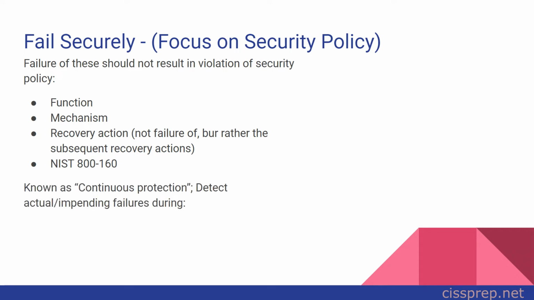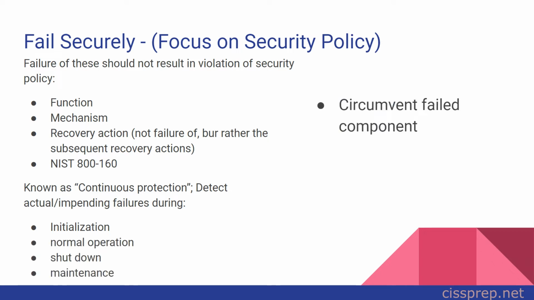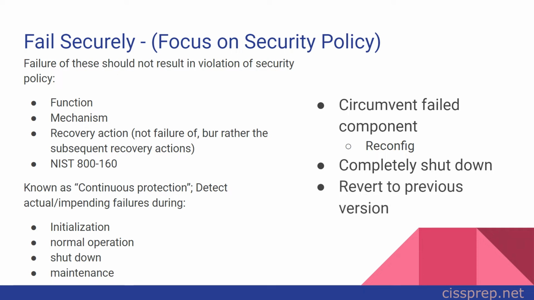Another concept is continuous protection, which means that a system can reasonably detect actual or impending failures during initialization, normal operation, shutdown, and maintenance. It also means that it can circumvent any failed component by reconfiguring itself, completely shutting down, or revert to a previously secured version.